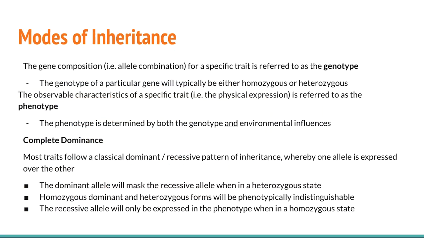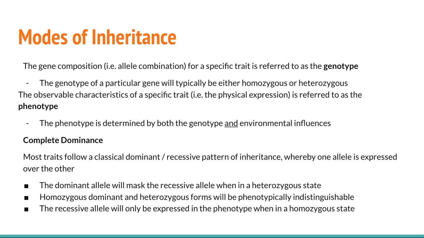The gene composition, or the allele combination for a specific trait, is referred to as the genotype. The genotype of a particular gene will typically be either homozygous or heterozygous. The observable characteristics of a specific trait, so the physical expression, is referred to as the phenotype. So the genotype of a flower may be big R for red. However, the phenotype will be the color red. The phenotype is determined by both the genotype and environmental influences.